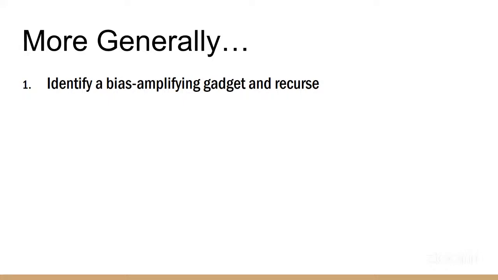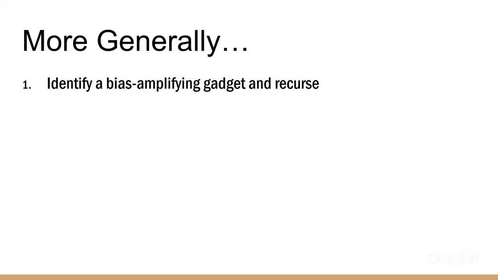So more generally, what we want to do is identify a bias amplifying gadget and recurse. For example, we identified that tribes is a bias amplifying gadget. By that I mean that it can take in a bit that is biased by 1 by log n and amplify it to constant bias. So in general, if I give it a bit that is delta biased, then the output would be delta times log n biased. So it's amplifying it: the bias is becoming log n times the bias that you feed in. So this is a bias amplifying gadget.